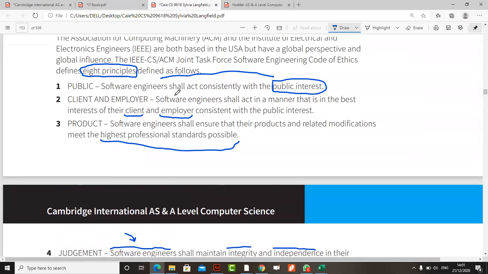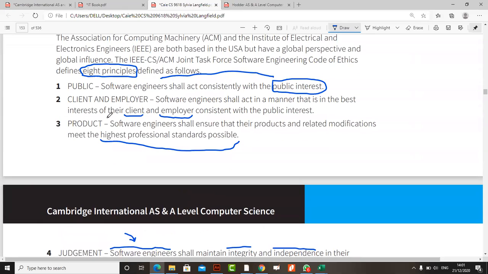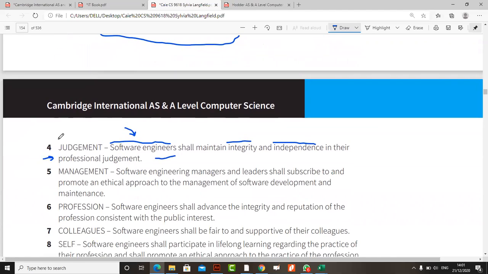That's what we are discussing. If we are the software engineer, we have to take into account the product. We have to take into account the client and employer. We have to take into account the public. We should be making as non-biased a judgment as possible. We should not be biased in anything. So from your side, you have to be as professional as possible.